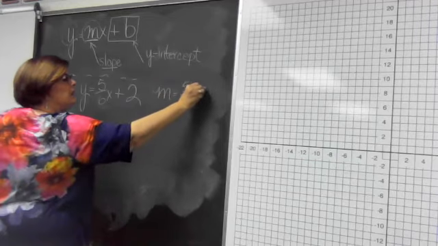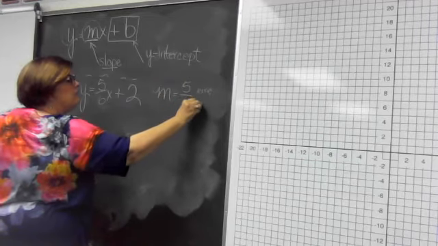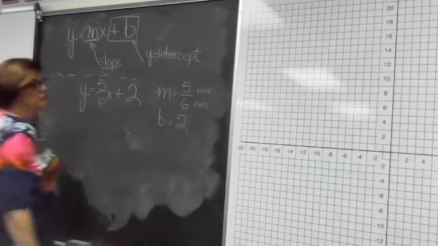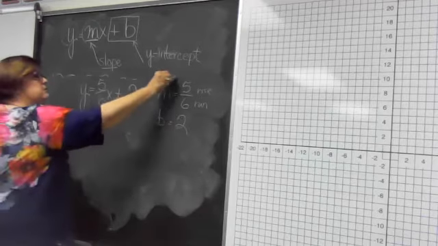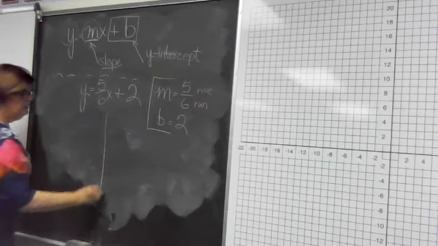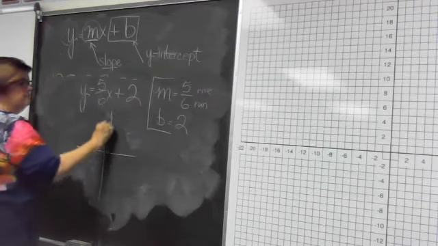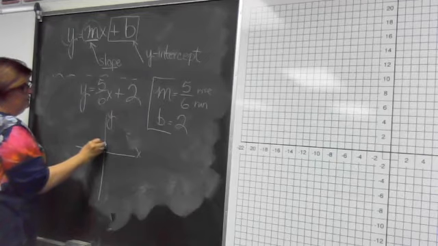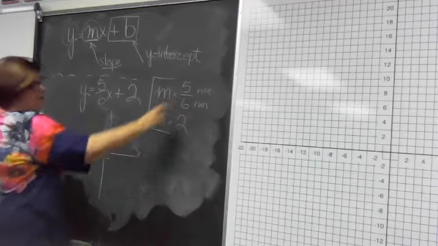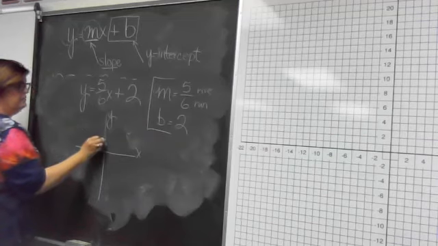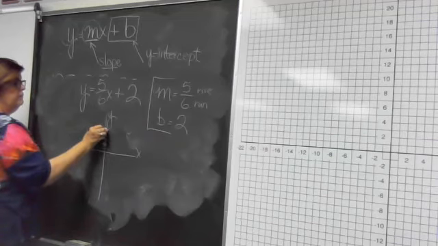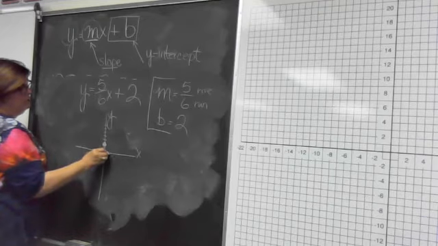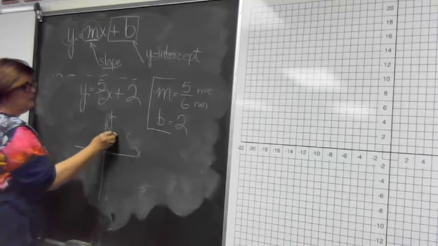5/6, rise and run, and B is still at 2. So we're going to graph these two things. We graph where we live first on the y. I live at 2. Now, from here, I'm going to rise a positive 5. So 1, 2, 3, 4, 5 before I turn the corner and run 1, 2, 3, 4, 5, 6.